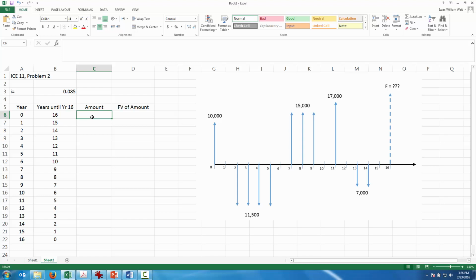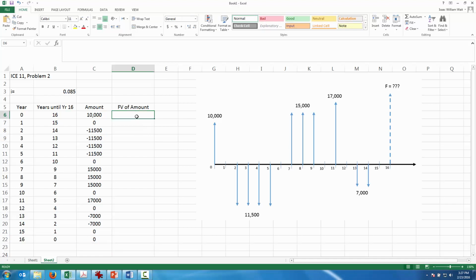Okay, so now I'm just going to put in the amounts, 10,000, 0 in year 2, it's negative 11,500, and we're going to have a couple of repeats of that so that it goes through year 5, and then we have nothing in year 6, 15,000, and there are 3 instances of 15,000, nothing in year 10, 17,000 in year 11, nothing in year 12, in 13, negative 7,000. Another one of those, nothing in year 15, and then year 16, there's also nothing there. We're going to be moving everything to year 16, but there's nothing currently in year 16.